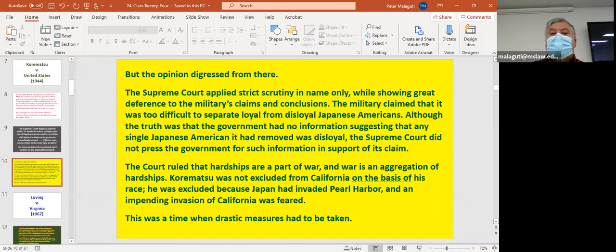We're at war, hardship's a part of war. He's not excluded on the basis of his race. He was excluded because Japan had invaded Pearl Harbor. And there was an impending invasion on California that was feared. Drastic times, drastic measures is what the court said.